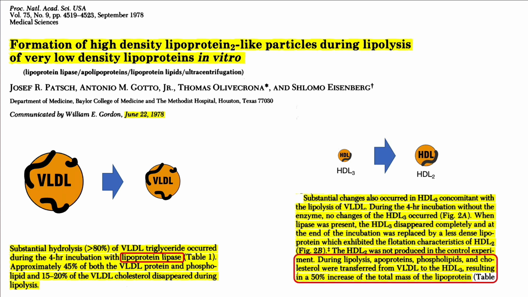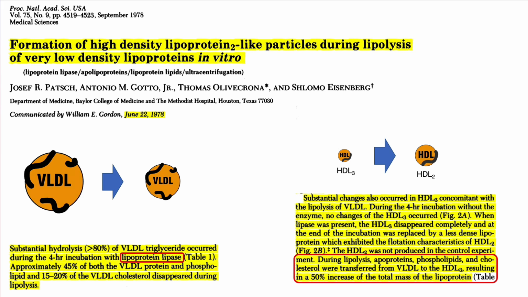So don't miss this part. During lipolysis, apoproteins, phospholipids, and cholesterol were transferred from VLDL to HDL3, resulting in a 50% increase of the total mass of the lipoprotein. So what's happening? This VLDL is hydrolyzing, shedding all of these lipids, becoming smaller. Meanwhile, this HDL is naturally accepting it, almost like a magnet. It's just picking up all of the lipids, including the proteins, and growing into the larger size, HDL2. All that's added here is lipoprotein lipase.